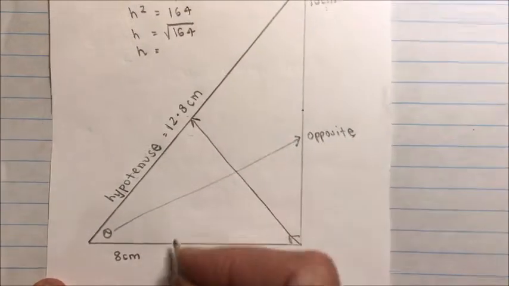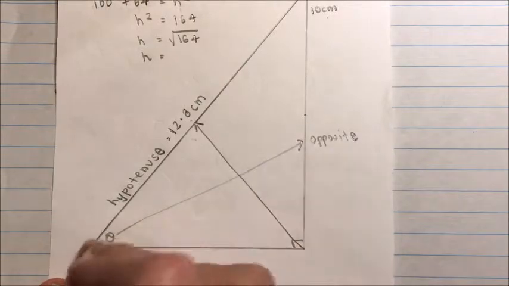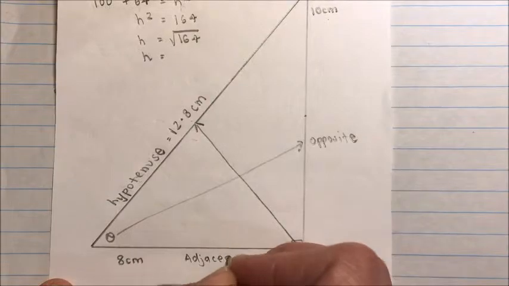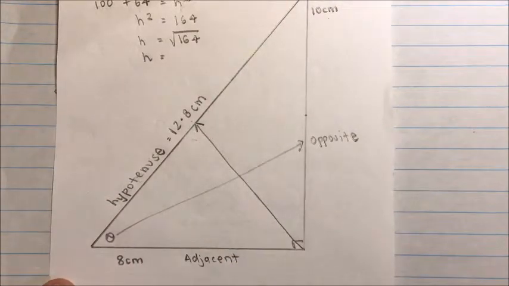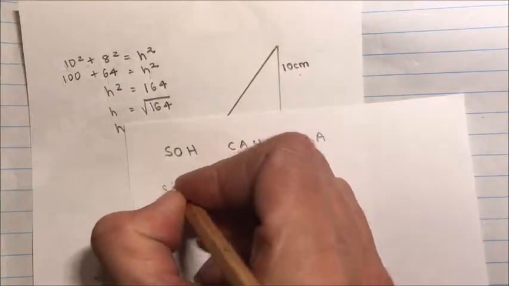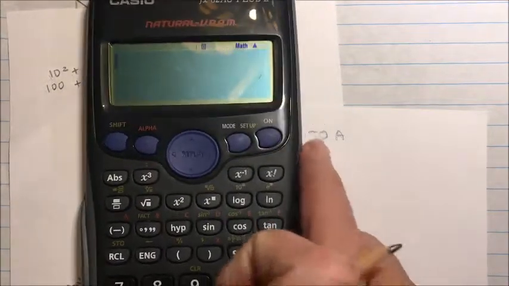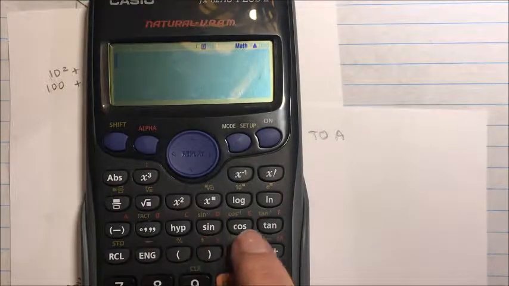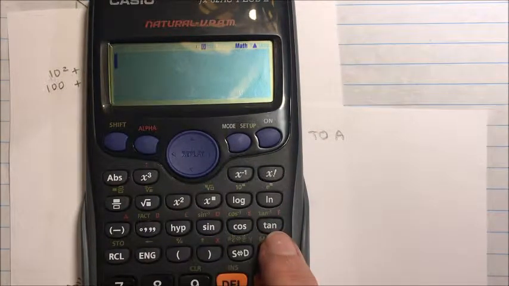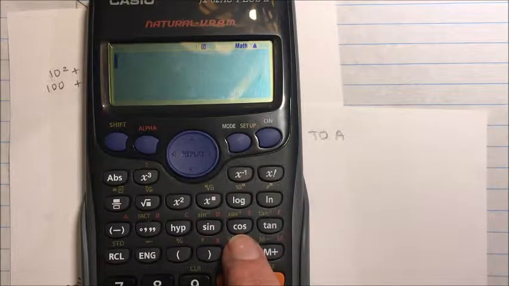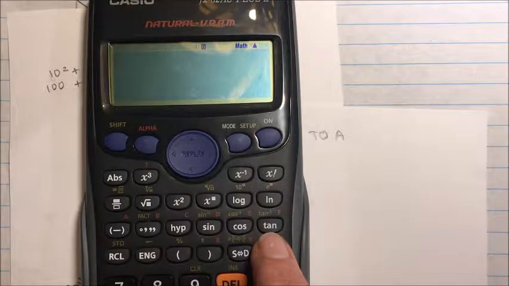And I know that what's running along the bottom here, the one that runs adjacent to my reference point, will be the adjacent side. So let's have a little look here at what we get. We're finding sine. I'm just going to call it sin now, because I really quickly want to show you the buttons on your calculator that we're talking about here. Sine, cosine, tangent. So from here on in, when I say sine, I'm going to write sin. When I say cosine, I'm going to write cos. And when I say tangent, I'm going to write tan.